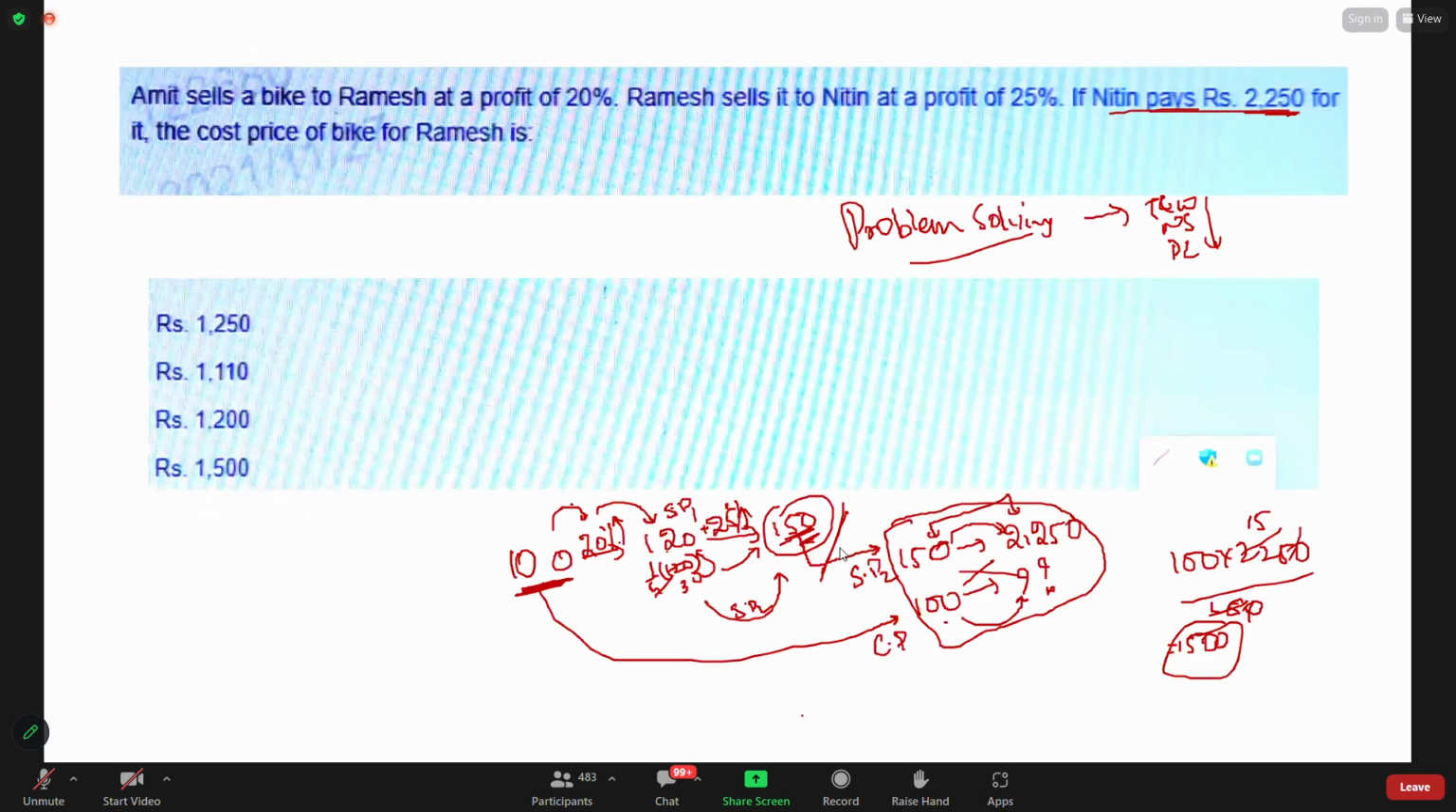Why 100? Let's say take 120. So 120 increased. Okay, you're saying here why 100, or here why 100? What do you have to find out? You have to find out the cost price of the bike for Ramesh. So Ramesh bought it for 100. He sold it for 120. The cost price for Ramesh was 100. So we are finding out 100.